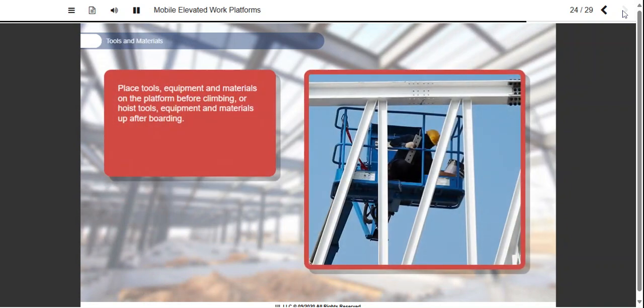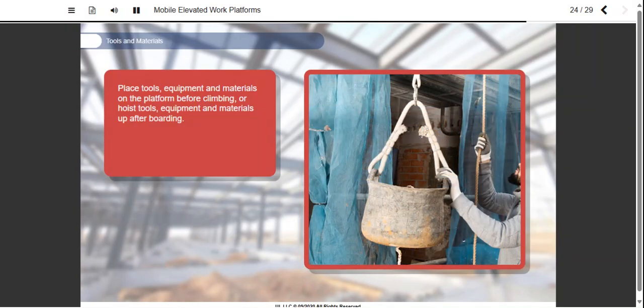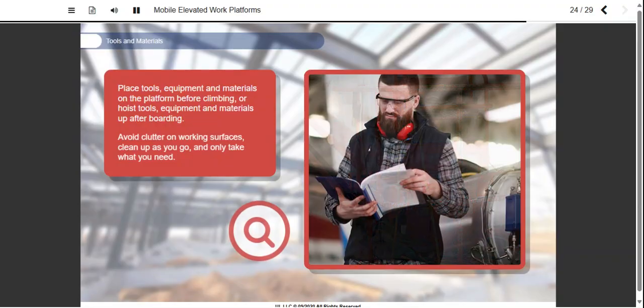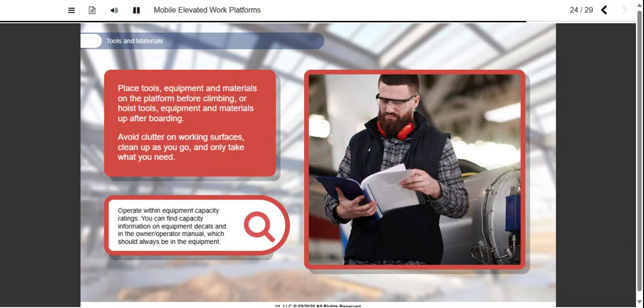Place tools, equipment, and materials on the platform or in the bucket prior to climbing. You can also wait until you have climbed onto the platform and then lift or hoist these items up. It is easy to trip over clutter on working surfaces, so observe good housekeeping practices. Clean up as you go, and only take as much material or as many tools as you need for your immediate work activities. Operate within equipment capacity ratings. You can find capacity information on equipment decals and in the owner-operator manual, which should always be in the equipment.